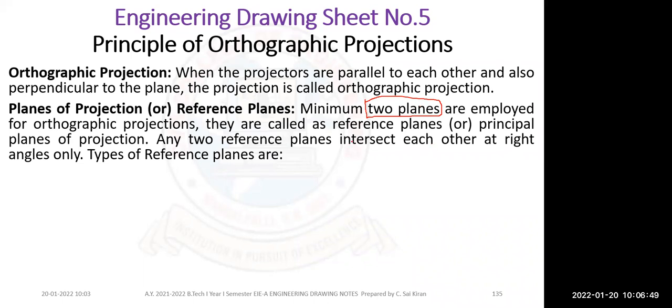These two reference planes intersect each other at 90 degrees. So this is my horizontal plane, and this is my vertical plane. If I make it 3D, this is my horizontal plane and this is my vertical plane. Both intersect at a common line, called the reference line. The horizontal plane I can write as HP, and the vertical plane I can write as VP.